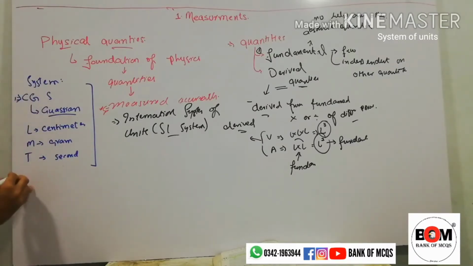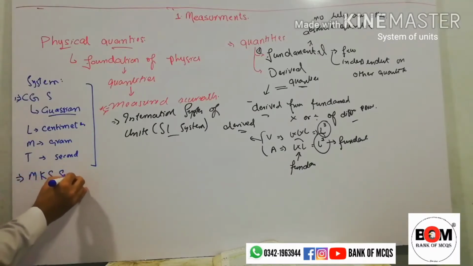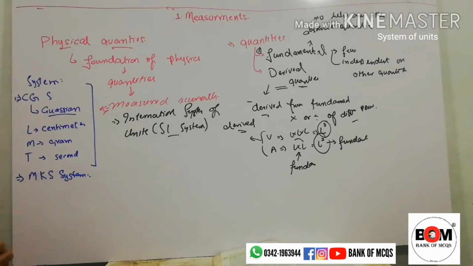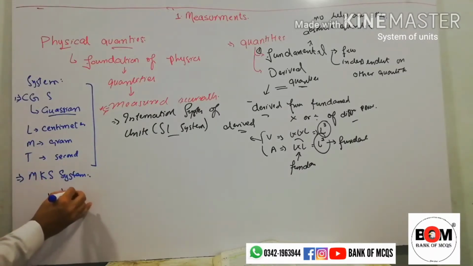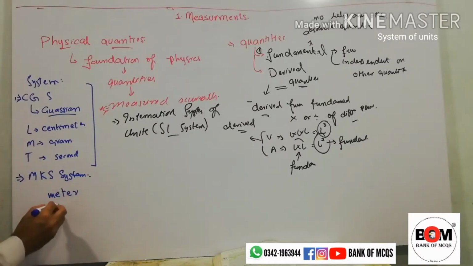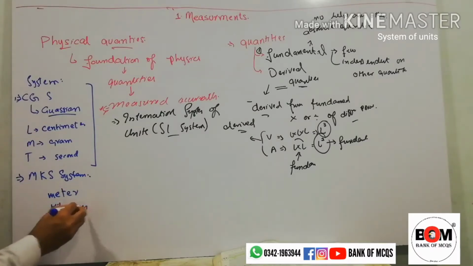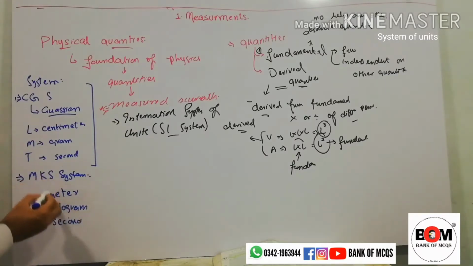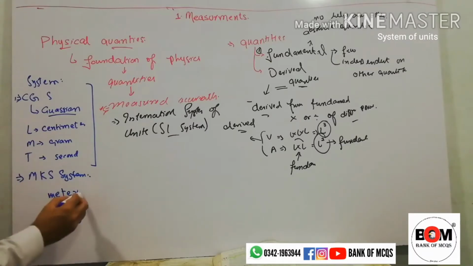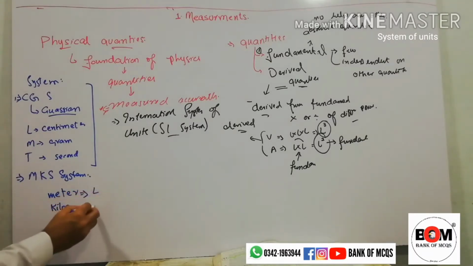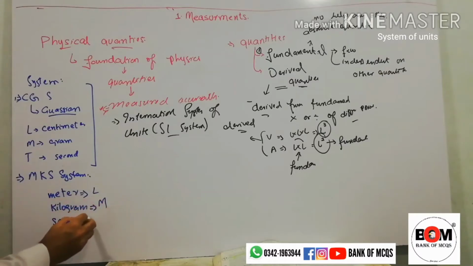There is also another system that we call the MKS system, where M means meter, K means kilogram, and S means second. So we call it the MKS system. Meter is used to measure length, kilogram is used to measure mass, and second is used to measure time. So this was the MKS system.